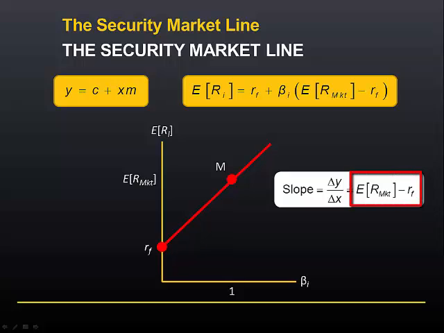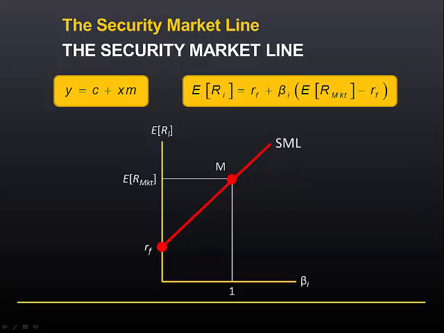The market risk premium, which we previously identified based on the analysis of the formula as being the slope of the line. This line is the security market line, or the SML.